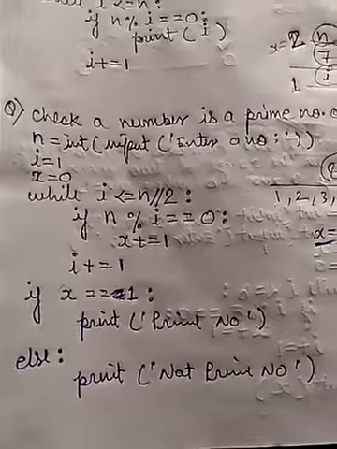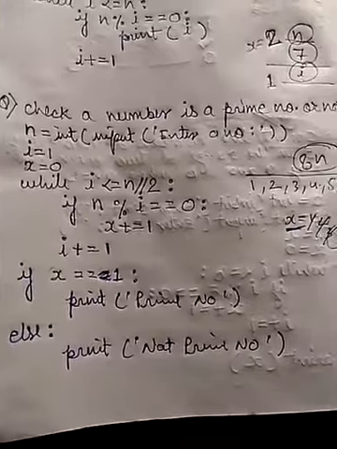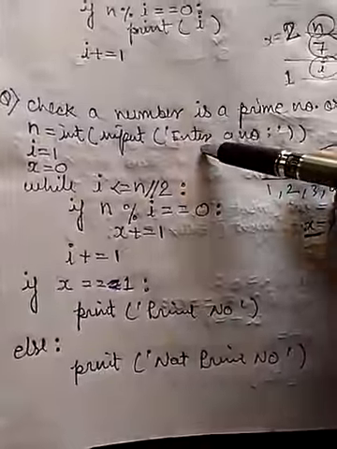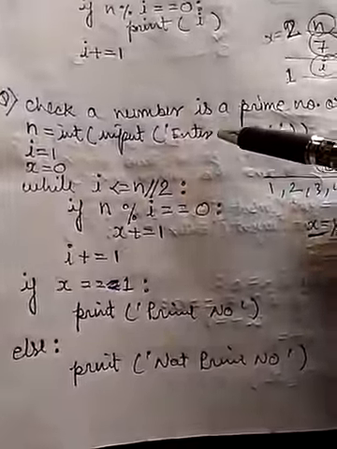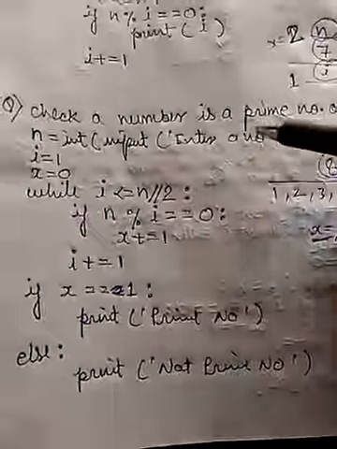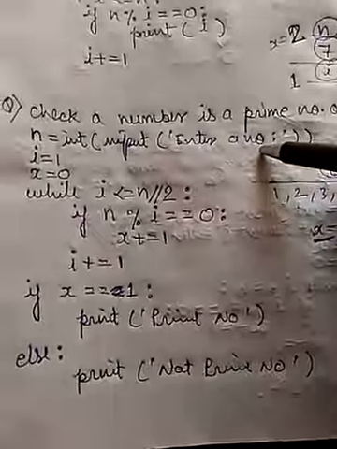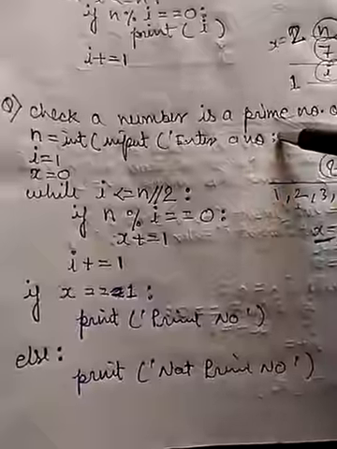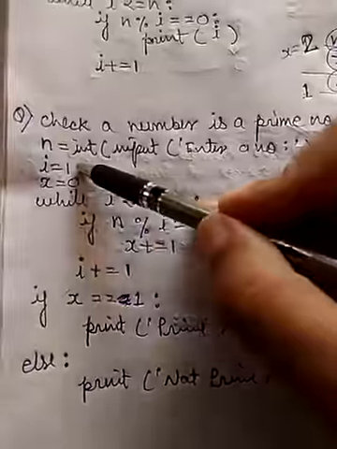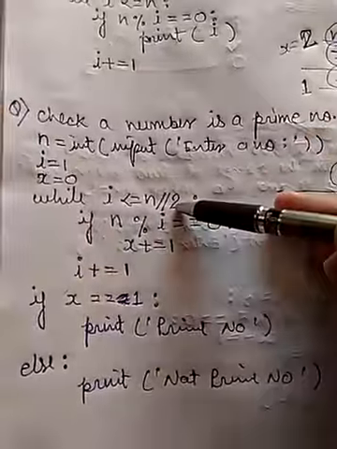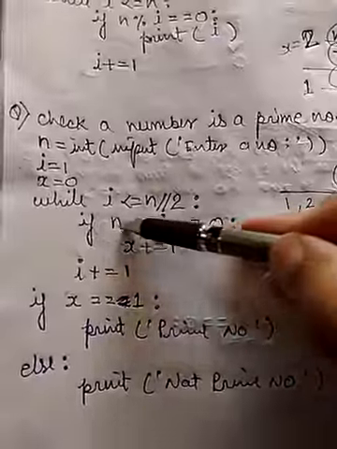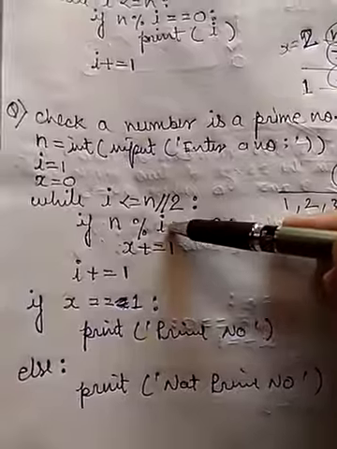Okay, so let's revise how you can check whether a number is prime or not. First, we read a number. To check a prime number, we have to check the divisibility of that number from 1 to n by 2, because any number cannot be divided after n by 2. So to check the divisibility, we start the loop from 1 till n by 2, and we check whether the number is divisible by the index or not.